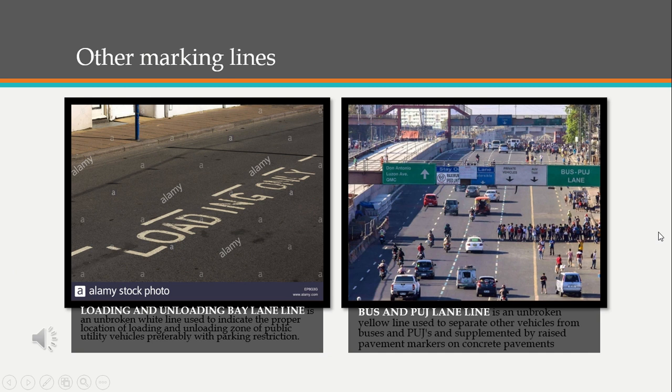Other marking lines. First, loading and unloading bay lane line. It is the broken white line used to indicate the proper location of the loading and unloading zone of the vehicle. Parking description. Loading and unloading is allowed in parking bays and lane lines only if they are safe to use. Vehicles must be seen with use for loading and unloading.